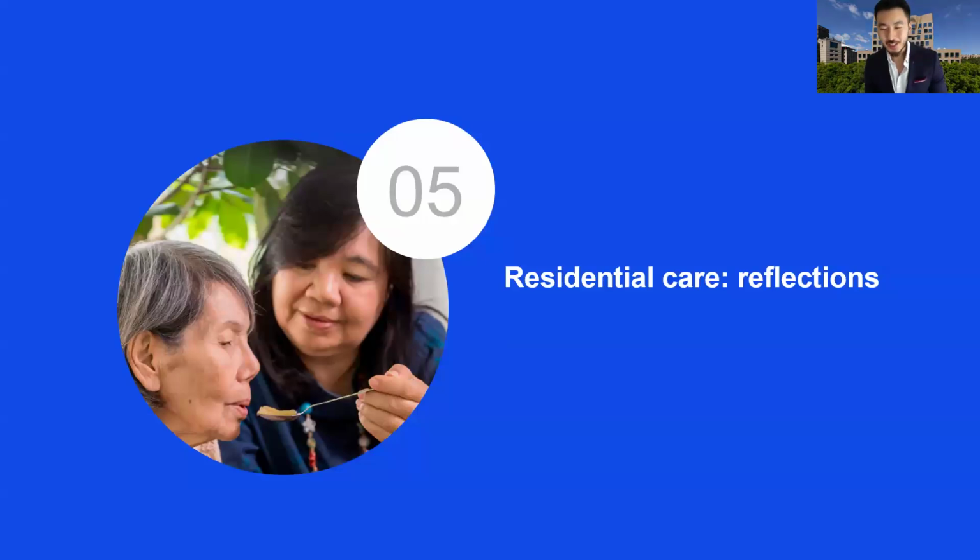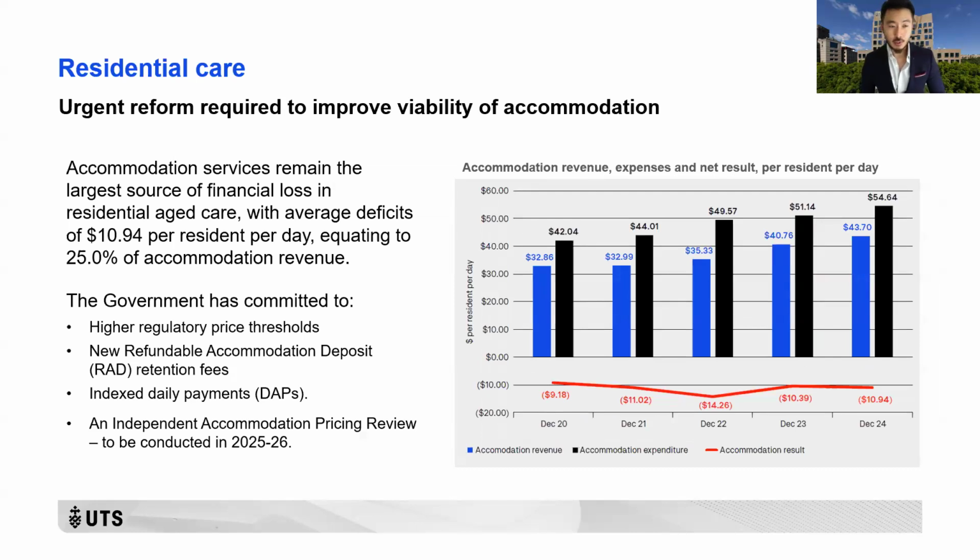Okay. Thank you, Jin. So in terms of residential care reflections, we looked at 3 main areas for commentary analysis in our sector report. Our first is accommodation. As Jin spoke about, there seems to be a cross-subsidization effect in residential care, where surpluses from direct care are being used to fund deficits in everyday living and accommodation.